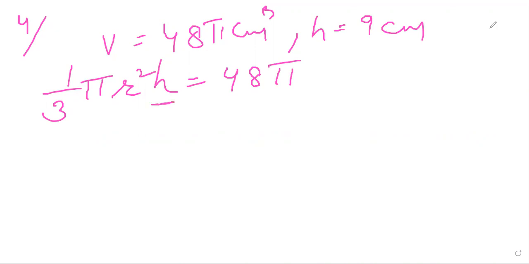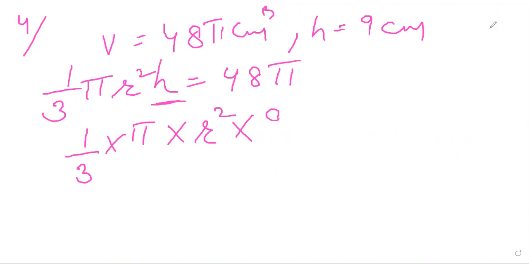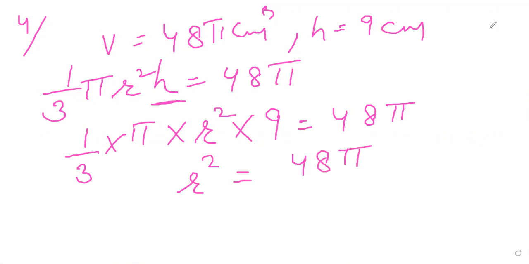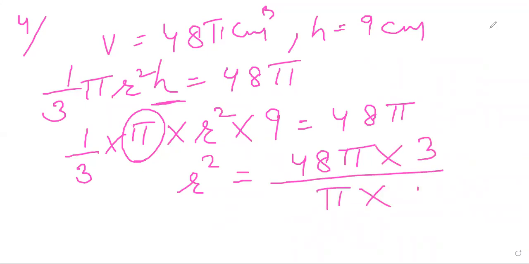We'll put the value of h here. 1 upon 3 into pi into r square, which we will keep as it is, into 9 is equal to 48 pi. Then keep r square on the left side and take the other numbers to the other side. We will not substitute the value of pi, because on the right side we also have pi, so we will let pi remain pi. 48 pi into 3 divided by pi into 9. Then pi and pi cancel.